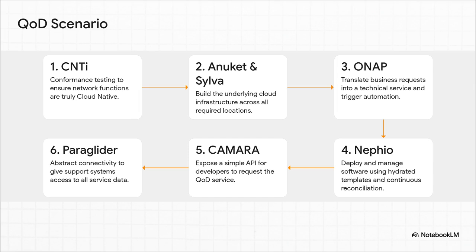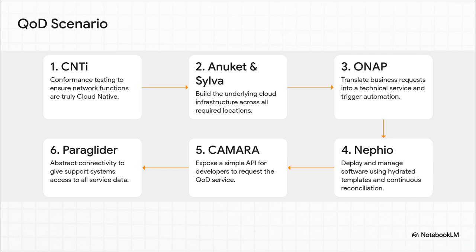The service is now provisioned and live on the network, but how do applications actually use it? That's where we get to step 5, CAMARA. CAMARA exposes the complex network capability that Nephio just provisioned as a simple, clean, developer-friendly API. Now a video conferencing application or a cloud gaming platform can make a single, easy API call to request guaranteed low latency for a specific user session, without needing to know anything about the mind-boggling complexity of the 5G network that Nephio just orchestrated underneath. It's the bridge to the application ecosystem.